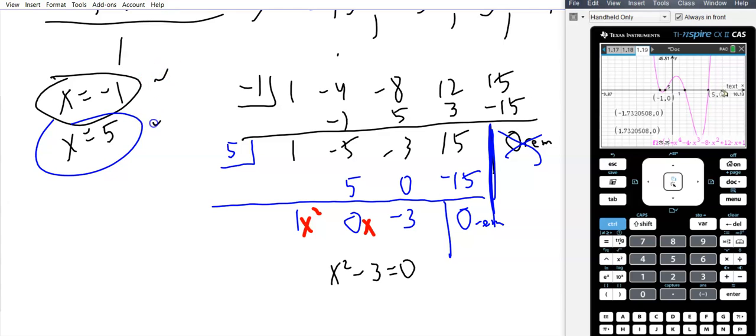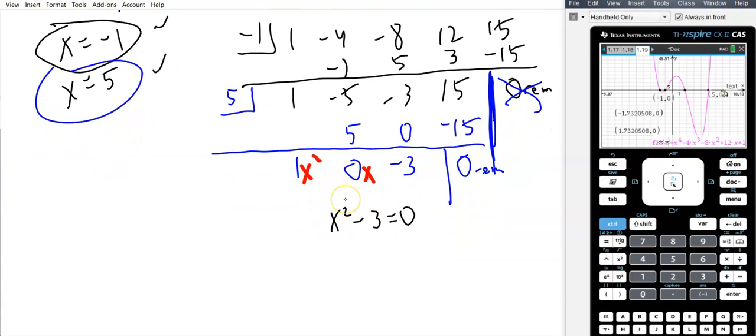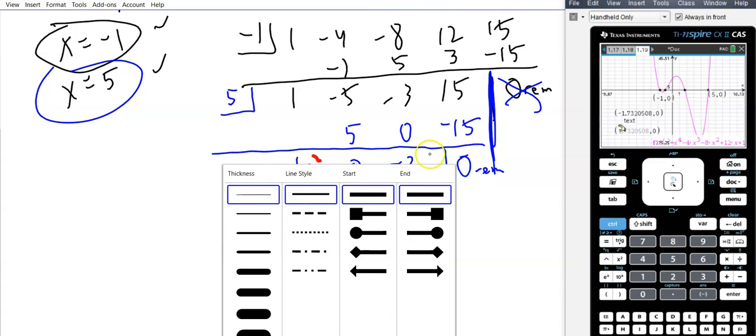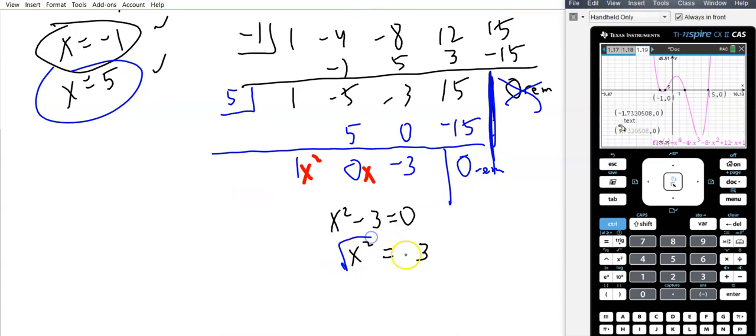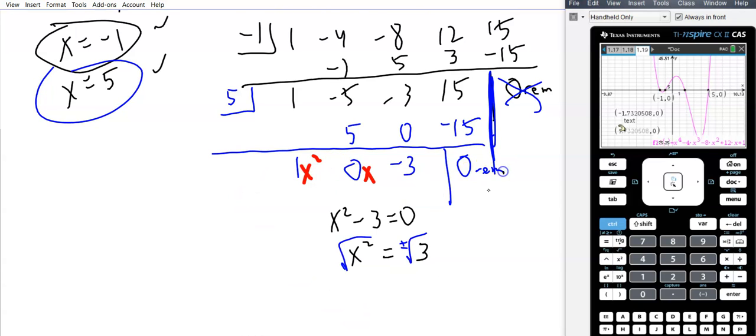I know 2 of my solutions already. I got those from the graph, but I want to get the exact values for these. Remember, they were decimals, -1.73, 1.73. Let's get the exact value. Add 3 to both sides, take the square root of both sides to solve for that one. Don't forget plus or minus. And you get x equals plus or minus the square root of 3.